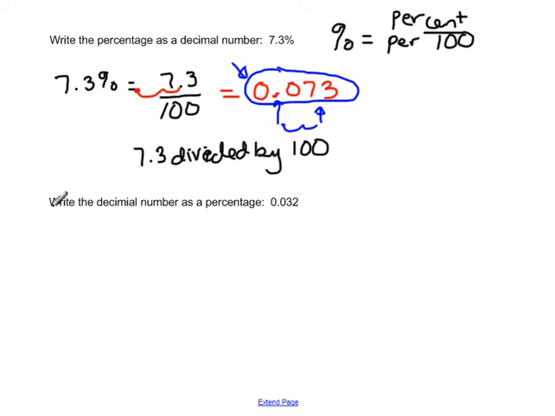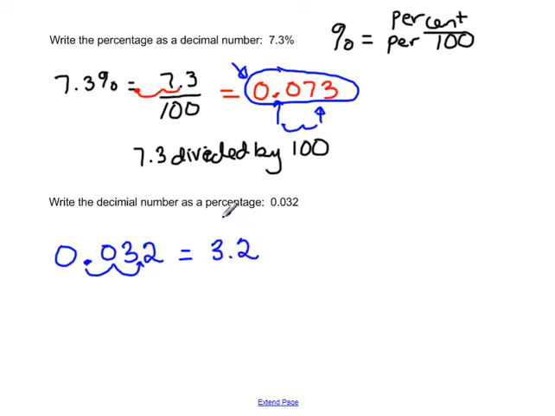Now for this next problem, write the decimal number as a percentage. So we're given the number 0.032. We're trying to change this to a percentage, so we're going to do just the opposite. We're going to move that decimal point 2 places to the right. When we move that 2 places to the right, that's 3.2.